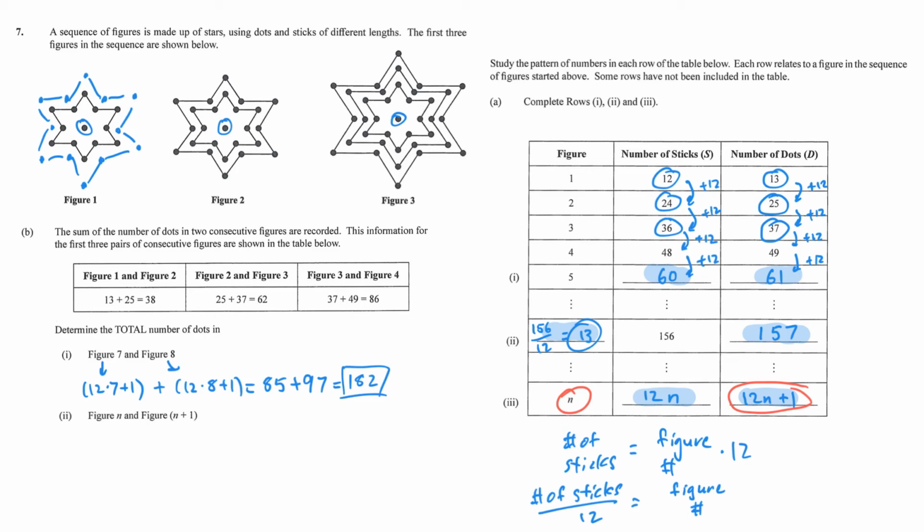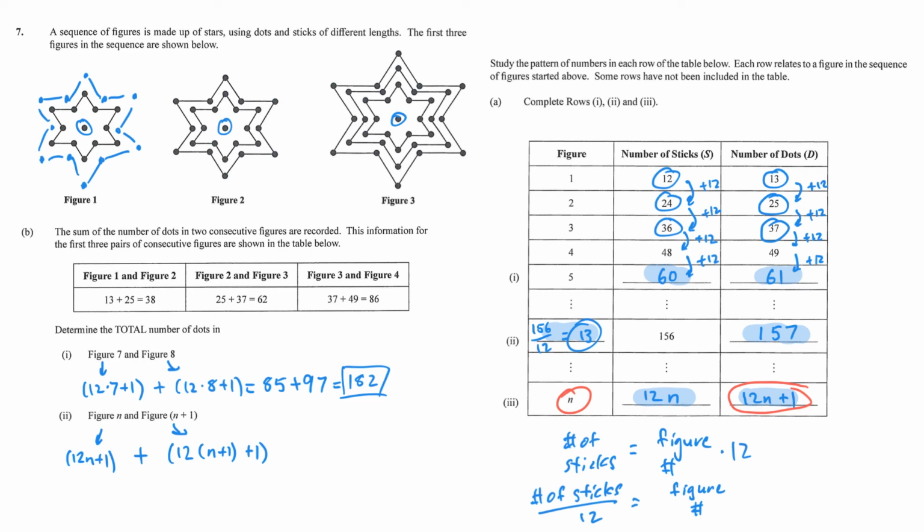For part 2 of this problem, we want to find the total number of dots in figure n and in figure n plus 1. Our approach here is very similar. In figure n, I'll have 12n plus 1 dots, and in figure n plus 1, we'll still use the formula, but instead of plugging in n, we'll plug in n plus 1. So I'm doing 12 times n plus 1 and then plus 1. And then we'll add these two things together to find the total number of dots in those two figures.